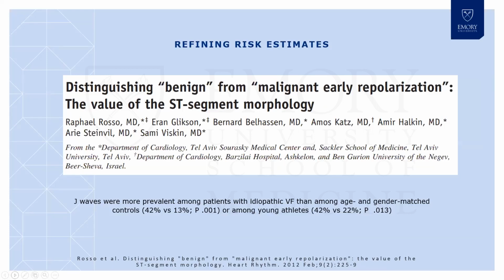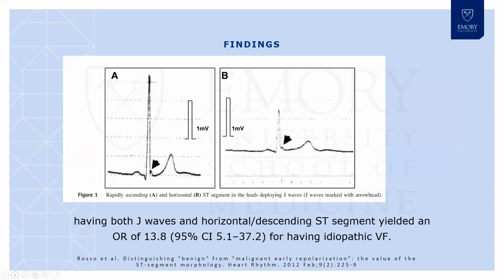Then other authors continued to search for other factors that potentially identify a greater risk subcohort. So in this study, having both J waves and a horizontal or descending ST segment, basically the slurred pattern, yielded an odds ratio of 13.8 for having idiopathic VT. Unfortunately, this wasn't replicated in other studies, but potentially the slurred pattern was also more dangerous.